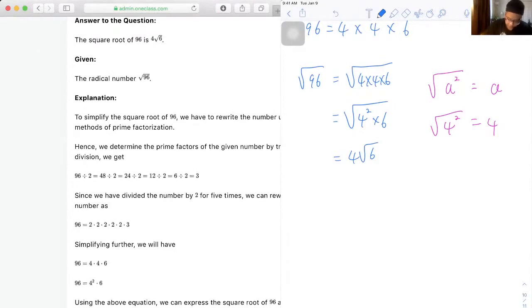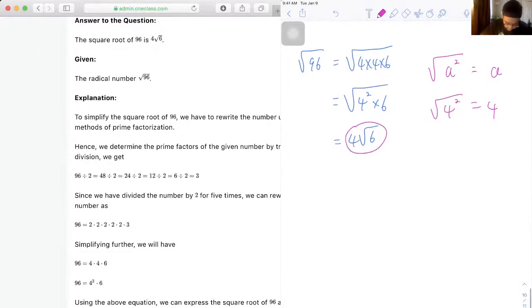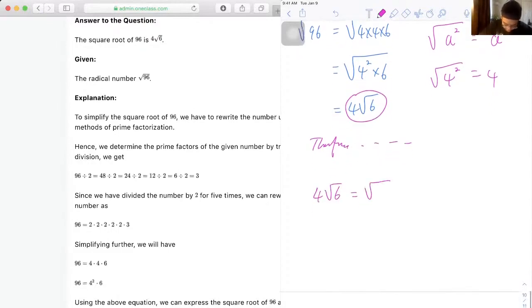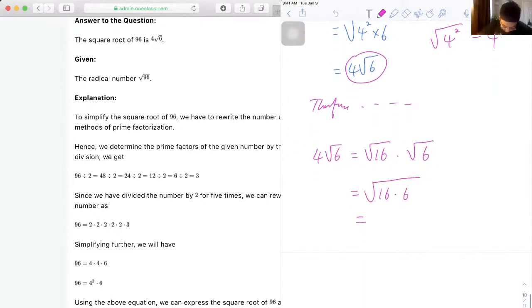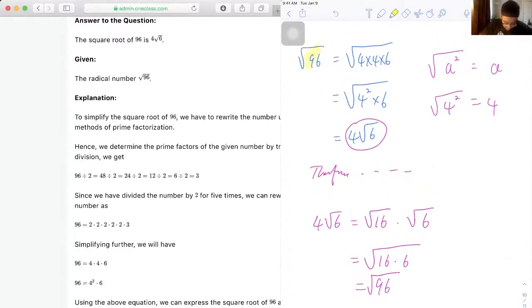Oh, and just one more thing I want to mention. So after you're getting your final answer, you write down your conclusion, and you can always check your answer. So 4 root 6, this is going to be equal to root 16 times 6, which gives you root 96. And you can see that root 96 there and root 96 here. So which means your answer is correct.